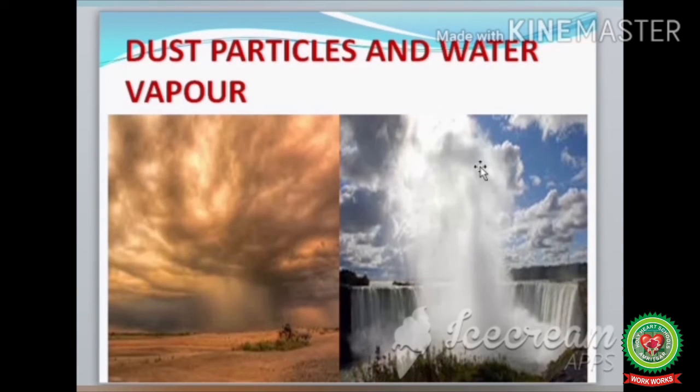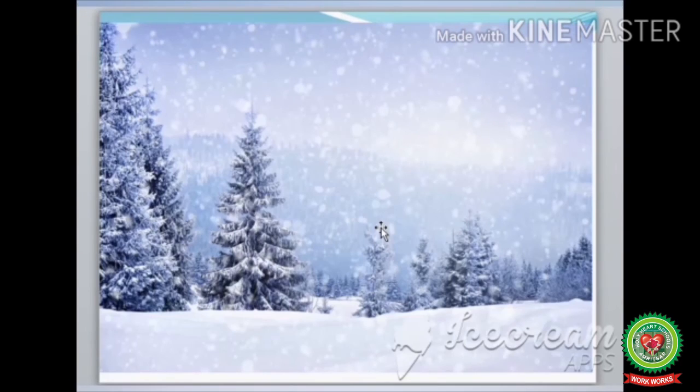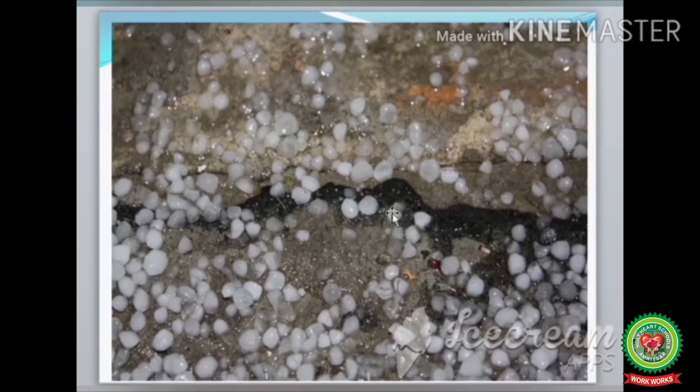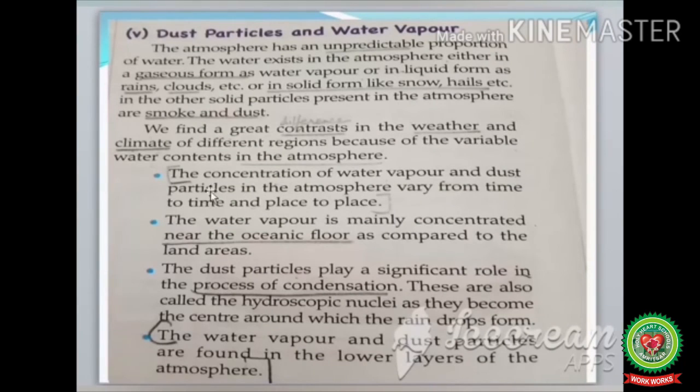Along with the gases, dust particles and water vapor also play an important role. The water exists in the atmosphere either in the gaseous form as water vapor, or in the liquid form as rain and clouds, or in the solid forms like snow and hail. Let's read about water vapor and dust particles. The atmosphere has an unpredictable proportion of water. The other solid particles present in the atmosphere are smoke and dust.